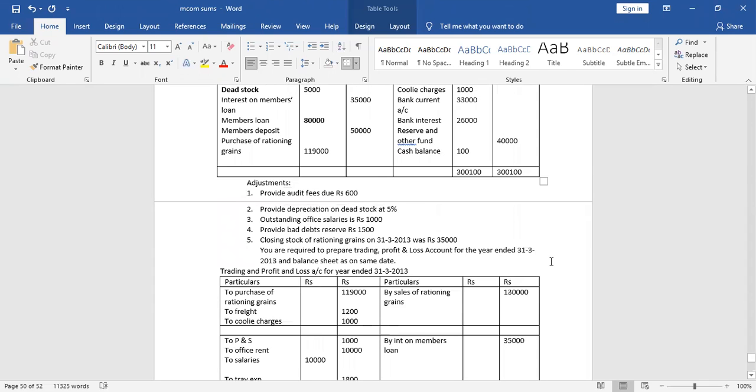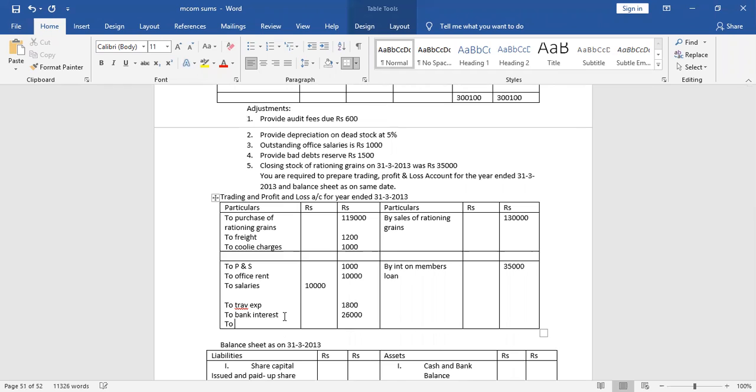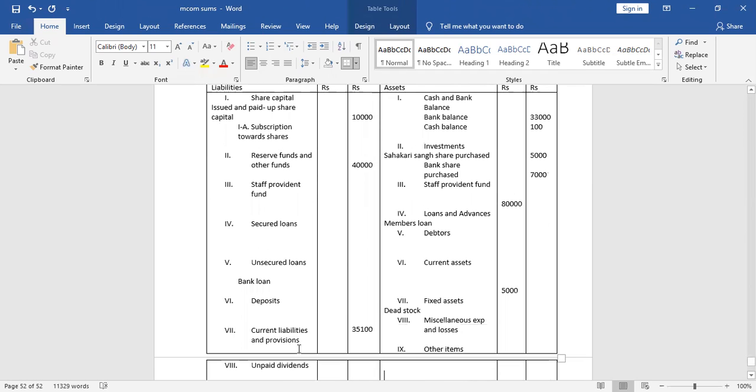Then we have provide audit fees 600. So I will write audit fees is not shown in the trial balance. So audit fees, everything is outstanding 600. So outstanding है तो in the current liability we have to write outstanding audit fees 600.